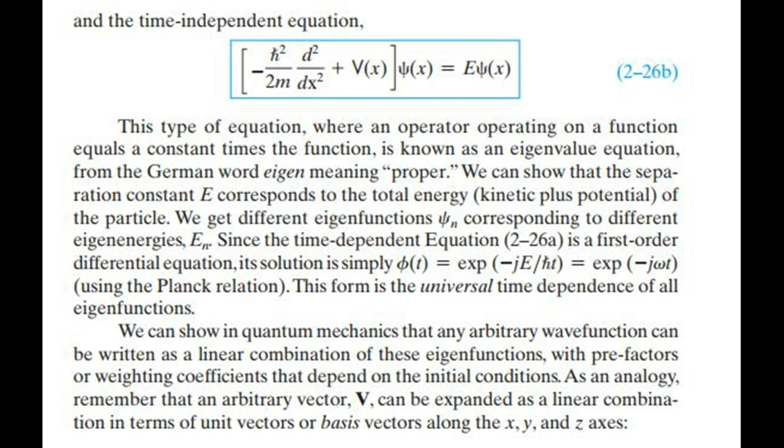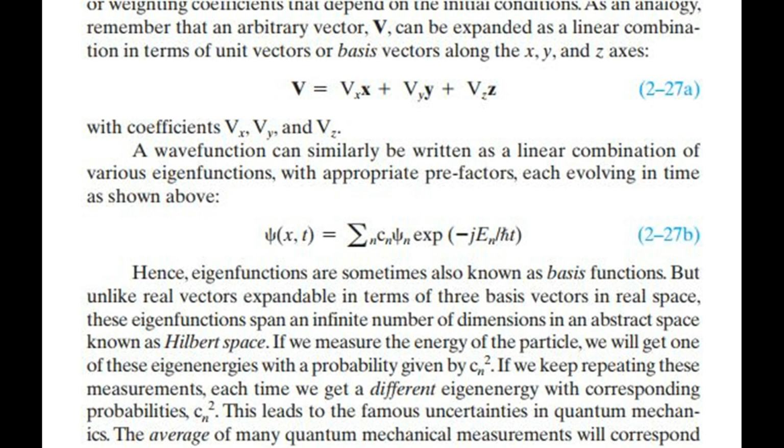As an analogy, remember that an arbitrary vector, v, can be expanded as a linear combination in terms of unit vectors or basis vectors along the x, y, and z axes, with coefficients. A wave function can similarly be written as a linear combination of various eigenfunctions, with appropriate prefactors, each evolving in time, as shown above. Hence, eigenfunctions are sometimes also known as basis functions. But unlike real vectors expandable in terms of 3 basis vectors in real space, these eigenfunctions span an infinite number of dimensions in an abstract space known as Hilbert space.